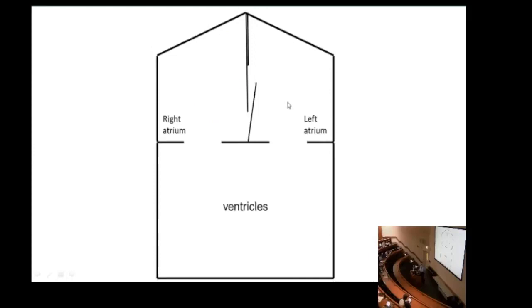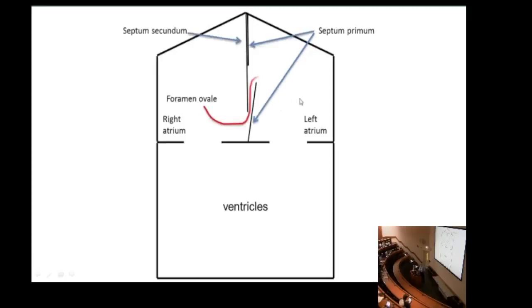So that we have something that looks like this and a blood flow pattern that is going to look like this. And so we call this hole, once the second septum has grown down to the point where it is overlapping the rest of the first septum, that first septum can swing open, so we call that opening the foramen ovale.